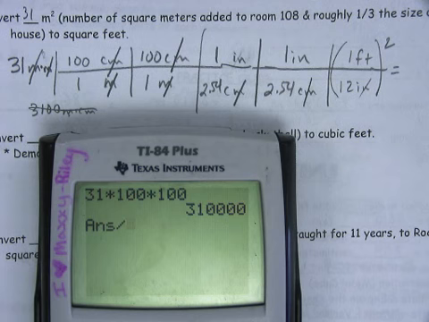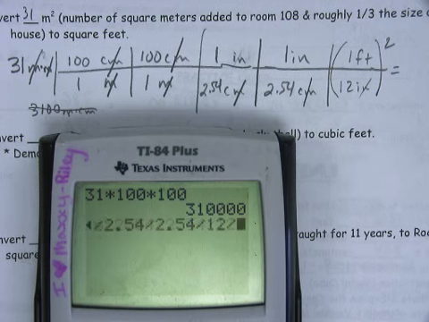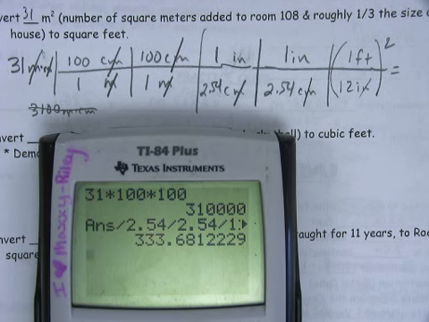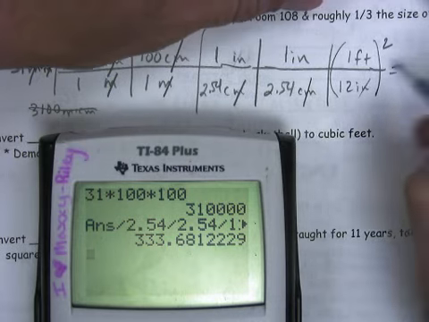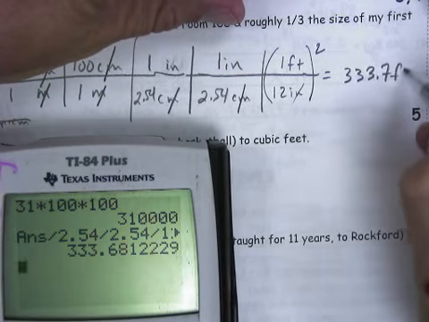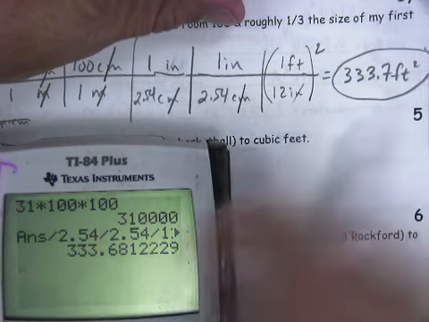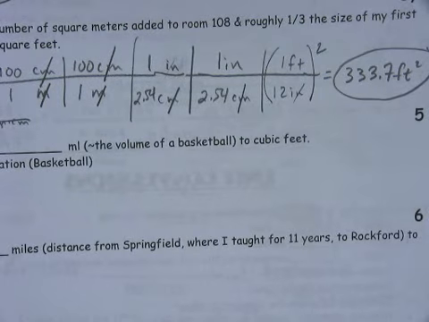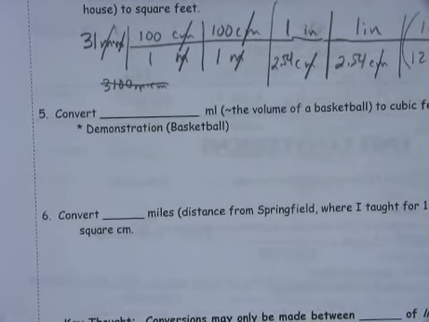You will get a wrong answer on that one. So here it is. I'm going to divide. 2.54. There's divide again. Don't hit multiply. 2.54. Divide by the 12 and then divide by the 12. And if I hit enter, I will get the answer. And there it is right there. 333.7. So we'll say 333.7 feet squared, and there it is. Bam, we've got it.